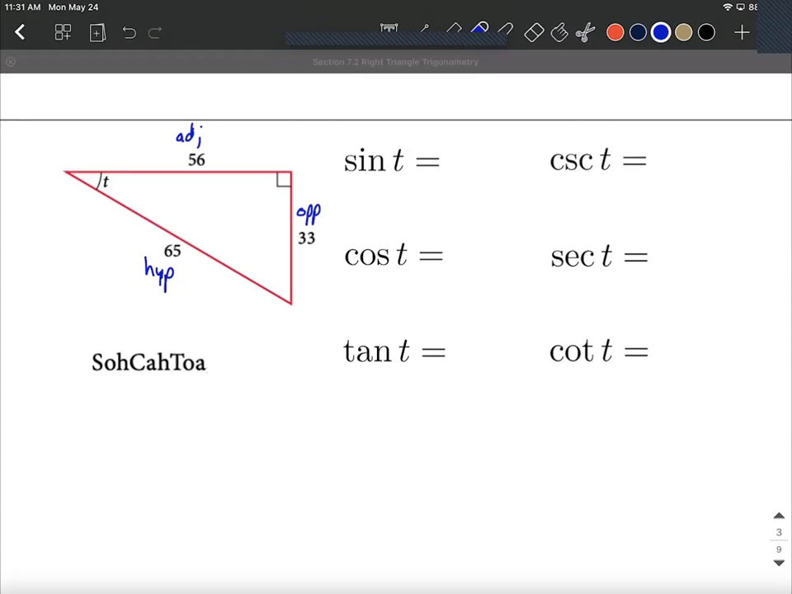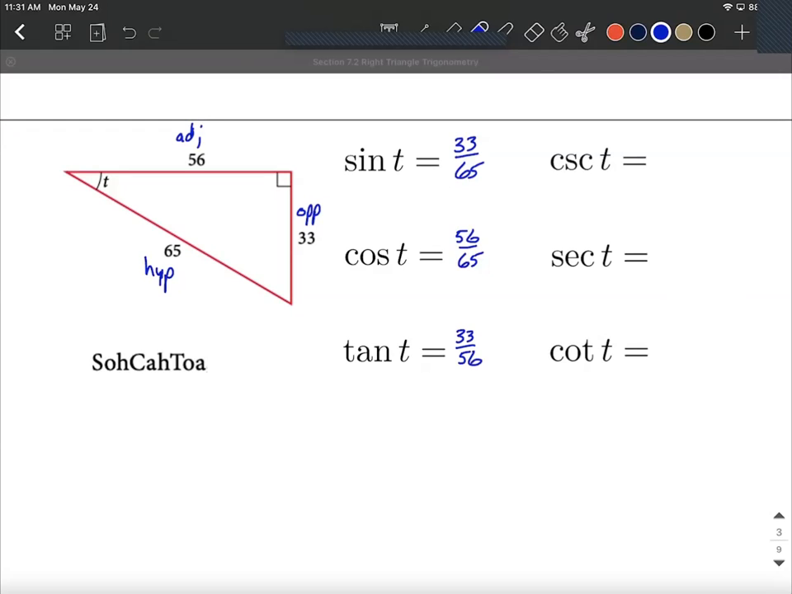Now let's jump into SohCahToa. Sine is going to be opposite over hypotenuse. So in our case, 33 over 65. Next, cosine is adjacent over hypotenuse, 56 over 65. And tangent, finally, is going to be opposite over adjacent. So in our case, 33 over 56.